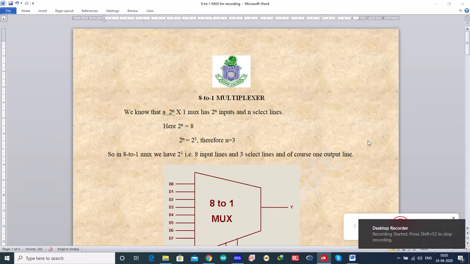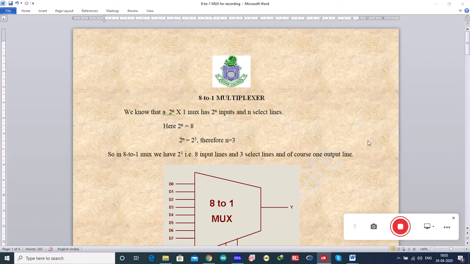In the previous lecture, we have learned to design a 4 to 1 multiplexer. In this video, we will construct an 8 to 1 multiplexer. Procedure remains the same as I have explained to you in my previous lectures for 2 to 1 and 4 to 1 multiplexer construction. We know that a 2 power n by 1 mux has 2 power n inputs and n select lines. Here we are constructing 8 to 1 multiplexer.